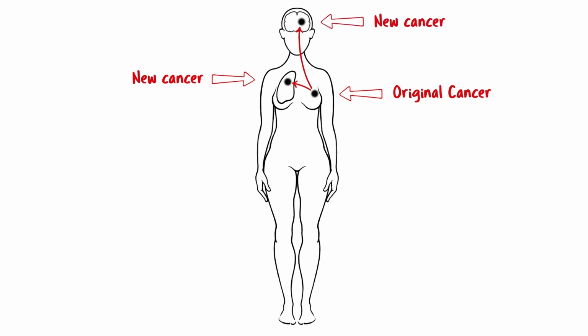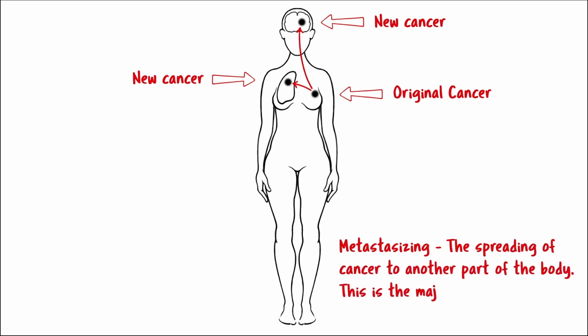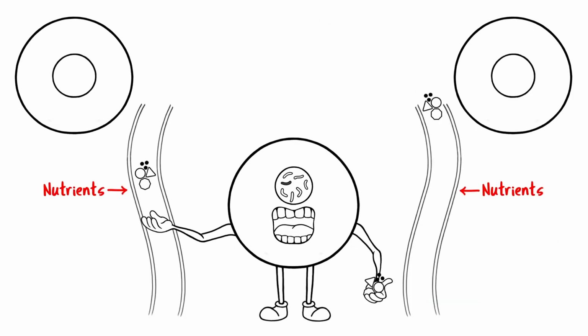In most cases of cancer, it is not the uncontrolled multiplication, but metastasizing, the spreading of cancer to another part of the body, that is the major cause of cancer-related death. All it takes is for one cancer cell from a tumor to break free and enter the bloodstream and settle in some other part of the body for cancer to spread. Most are destroyed by killer cells, but just one can start a colony elsewhere in the body.